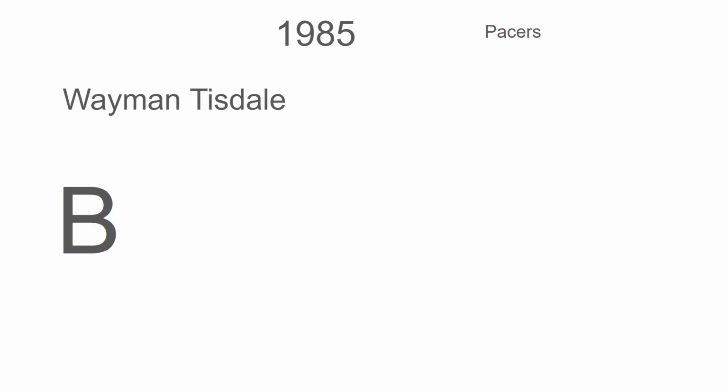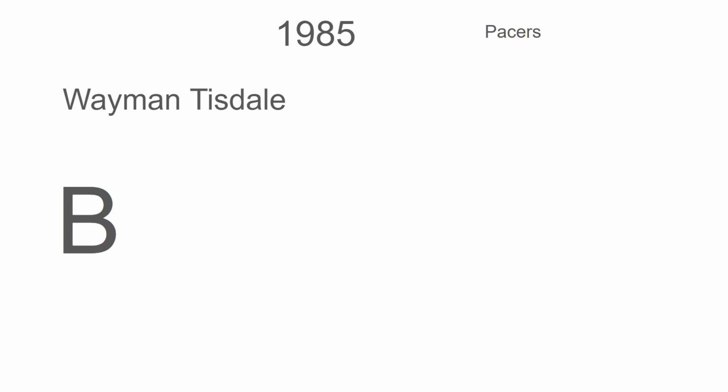1984, the Pacers drafted Wayman Tisdale. I know most of y'all have not heard of him, and until I searched him up, I did not know him, but he was actually a really, really good player. He averaged like 17 and 9, and he eventually got traded for a really good player for the Pacers as well. So it was a pretty solid pickup for the Pacers.